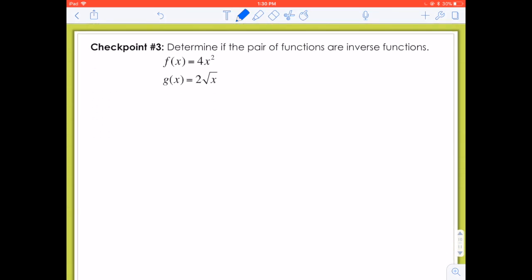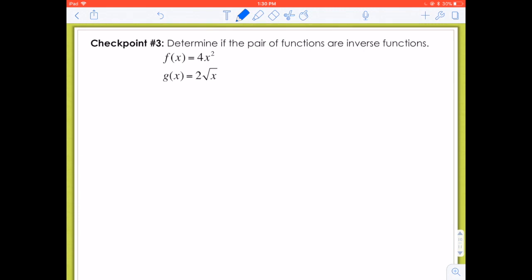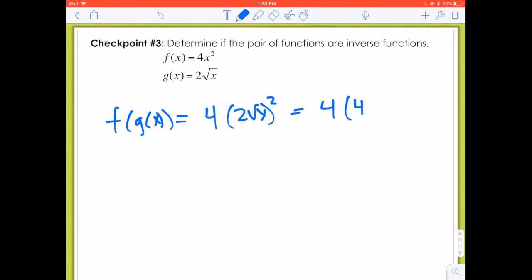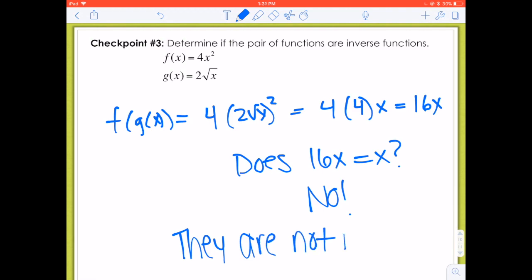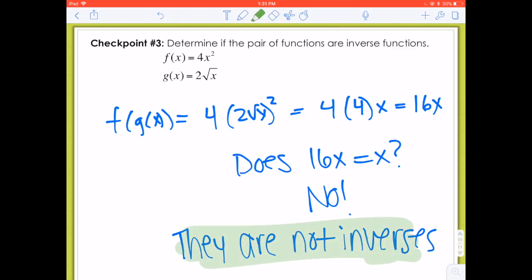Go ahead and try this checkpoint. I'll sketch it out real quick here for you so you can see if you're right. f of g of x is going to equal 4 times 2 square root of x squared, which equals 4 times 4 times x, which is 16x. Does 16x equal x? No, it doesn't. So they are not inverses.